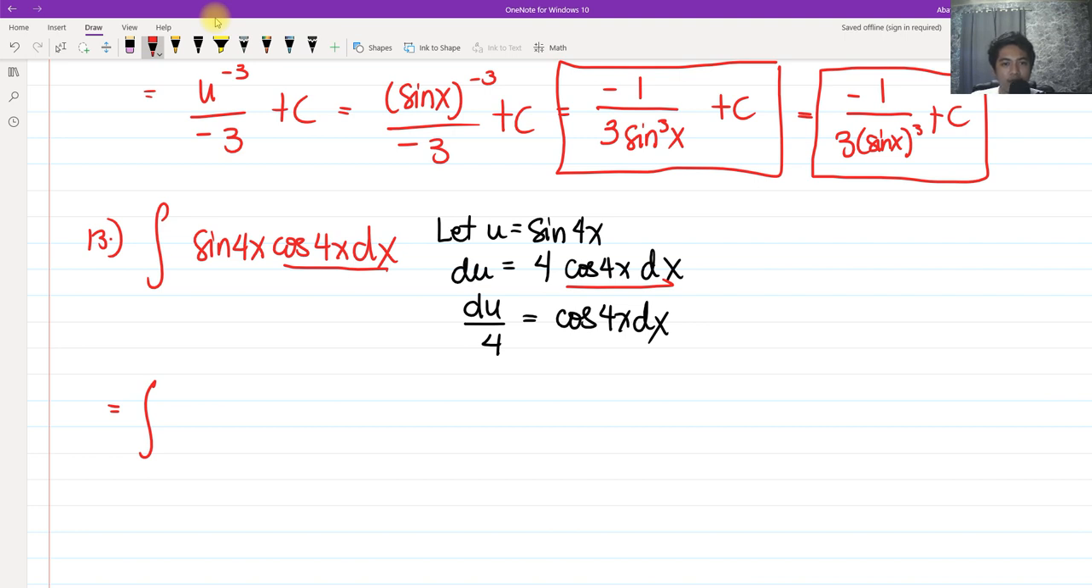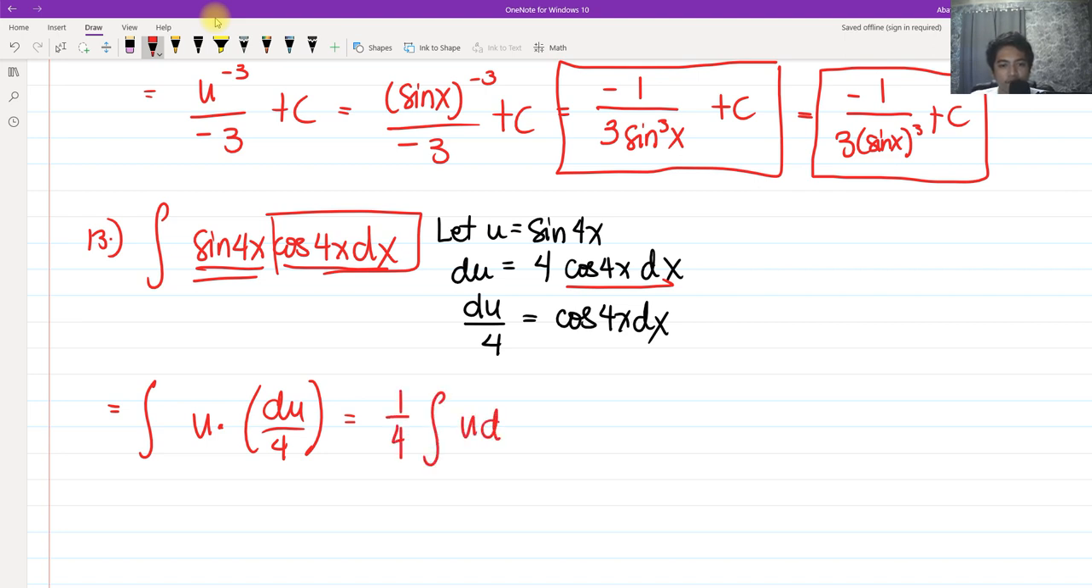We have sine of 4x, that is actually u. Okay? Sine 4x is actually u. And our cosine 4x dx here equals du all over 4. So we have du all over 4. So now we can factor out 1/4 outside of the integral sign and we have u du.